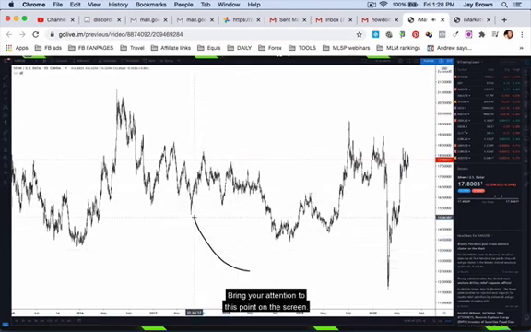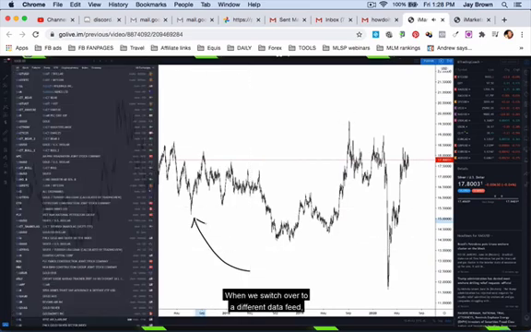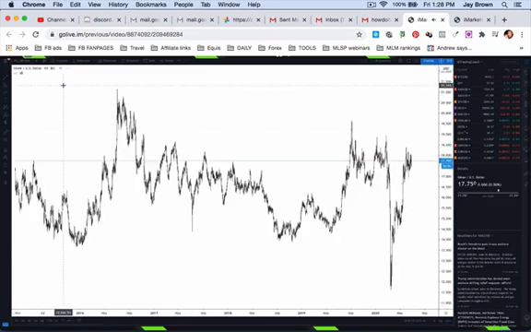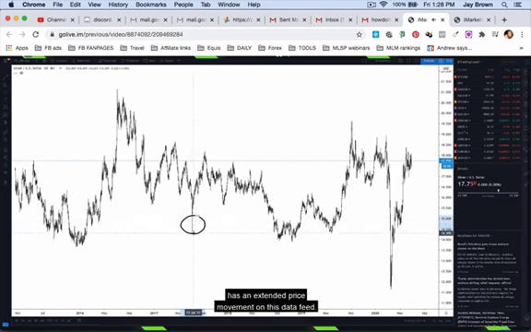Bring your attention to this point on the screen. When we switch over to a different data feed, we can see that the same asset, silver, has an extended price movement on this data feed.